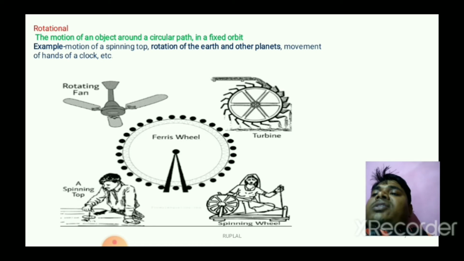Movement of the hands of a clock or fan, spinning top, spinning wheels, ferris wheels, or turbines. The figure shows an example of rotational motion because it has a fixed point and the wheel is moving round and round, so it is considered rotational motion.